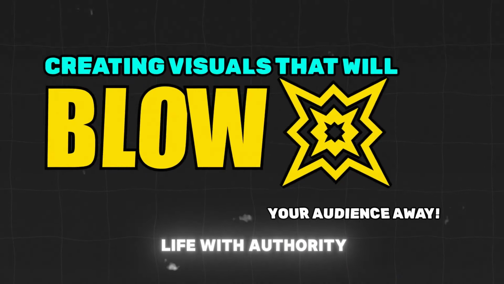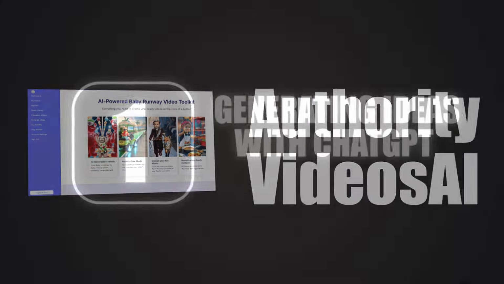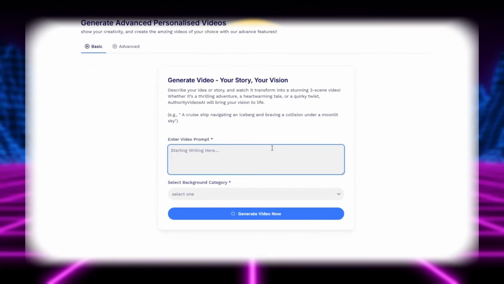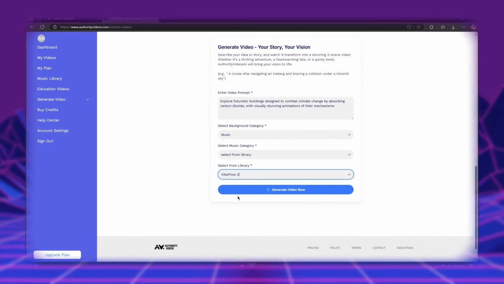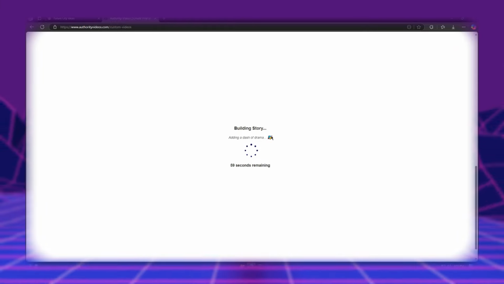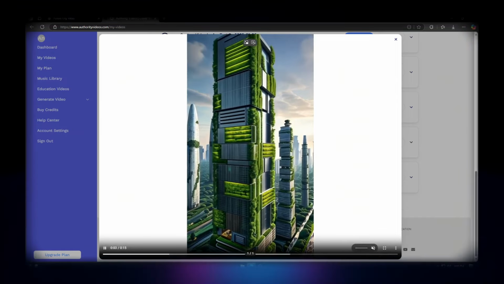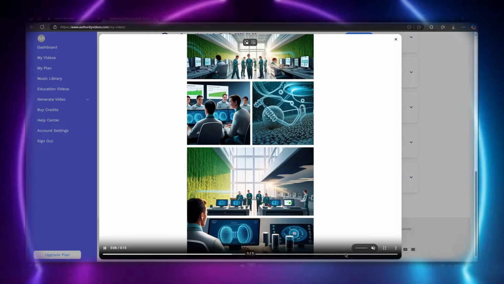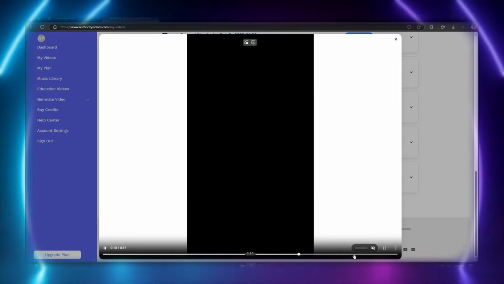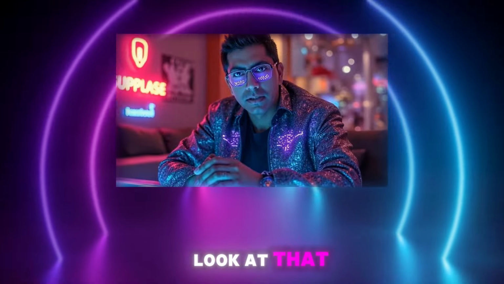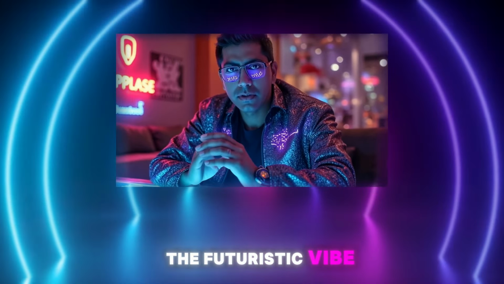Let's move on to the fun part, creating visuals that will blow your audience away. Now that we have our topic, it's time to bring it to life. With authorityvideos.com, creating jaw-dropping visuals is as simple as entering a few words. Here's the prompt for our futuristic city visuals. Explore futuristic buildings designed to combat climate change by absorbing carbon dioxide with visually stunning animations of their mechanisms. Let's generate some visuals. Watch this, carbon dioxide absorbing buildings. Skyscrapers helping the climate by absorbing carbon dioxide. Look at that. In just seconds, Authority Videos captured the futuristic vibe we're going for.